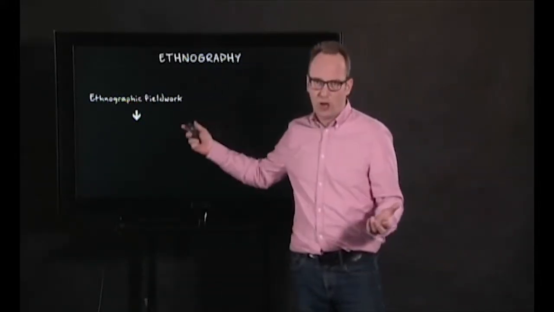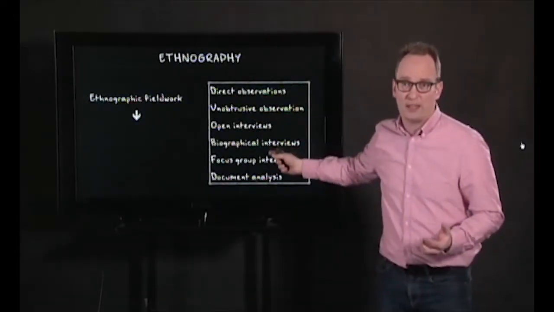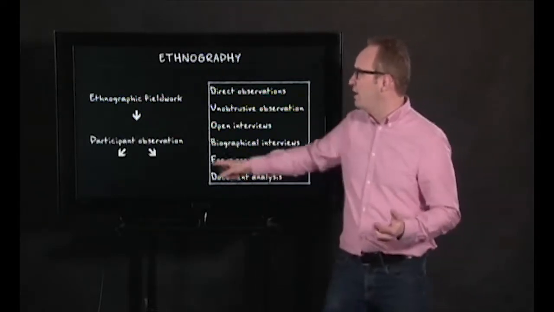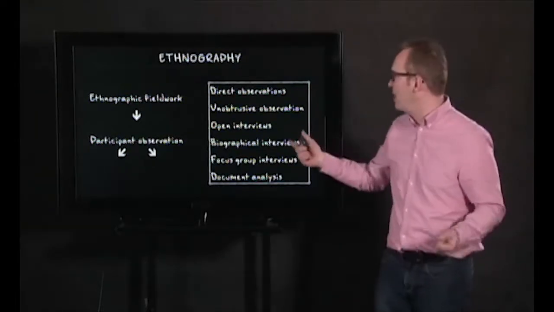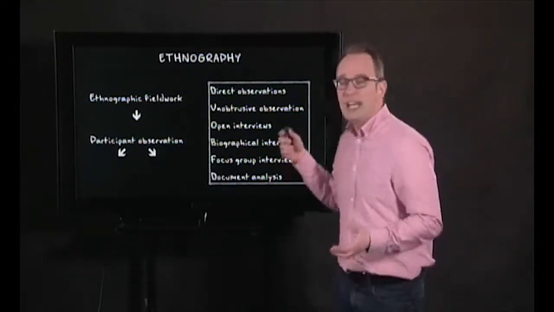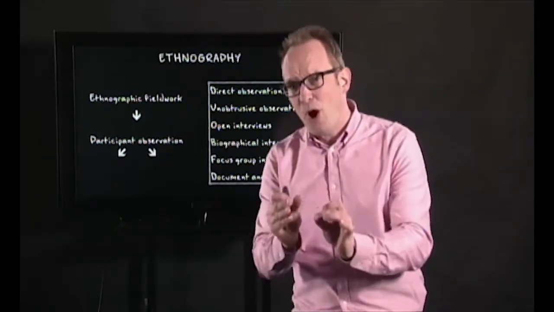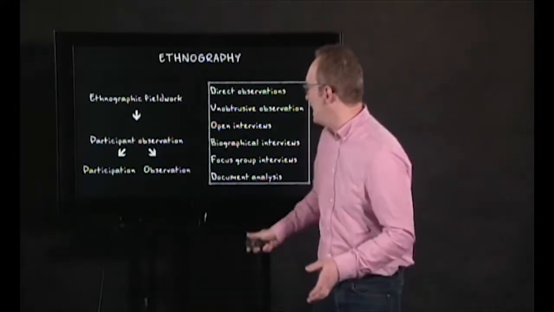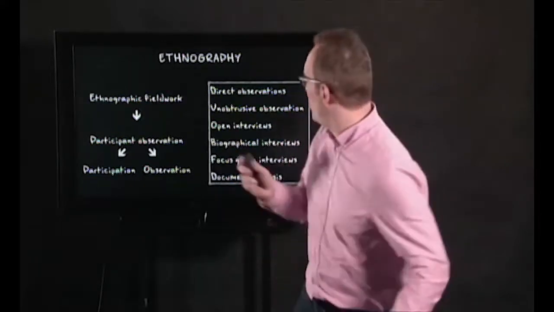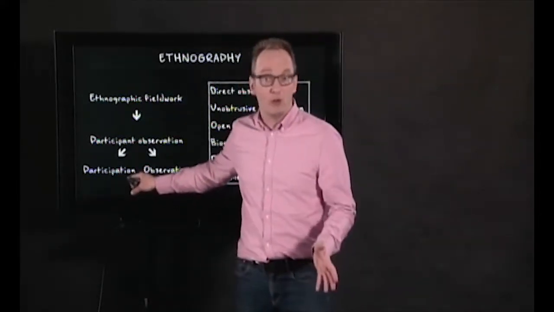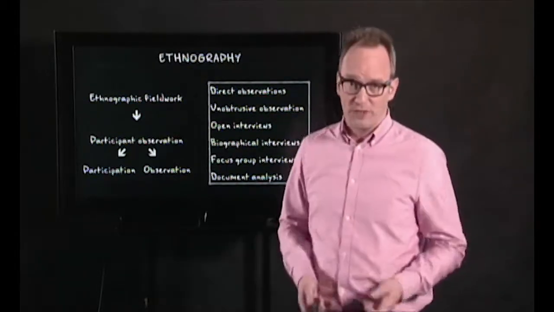So this ethnography, it's a method, at least that's how we discuss it, and we discuss it as ethnographic fieldwork. And this fieldwork, as I said before, consists of all kinds of methods. Many people would say participant observation, but it's more than just participant observation. It's also direct observations, unobtrusive observations, interviews in all kinds of forms, and document analysis. But the main part of participant observation is this: participation and observation. And in some other lectures, I will be talking about how to think about participation and how to think about observation.